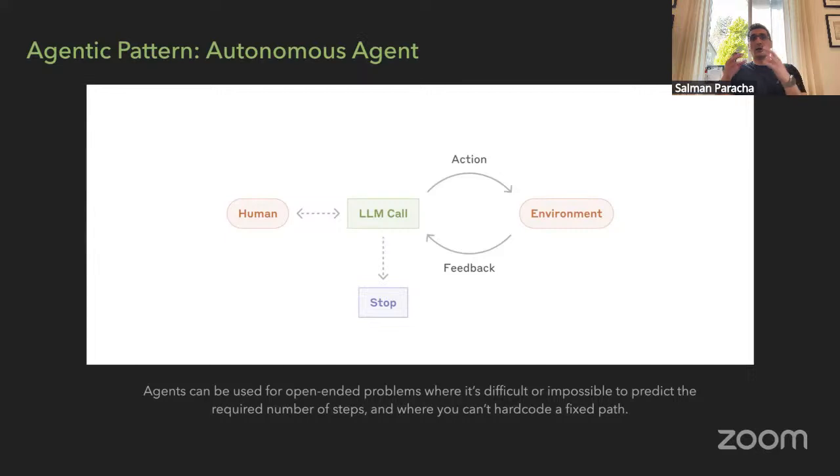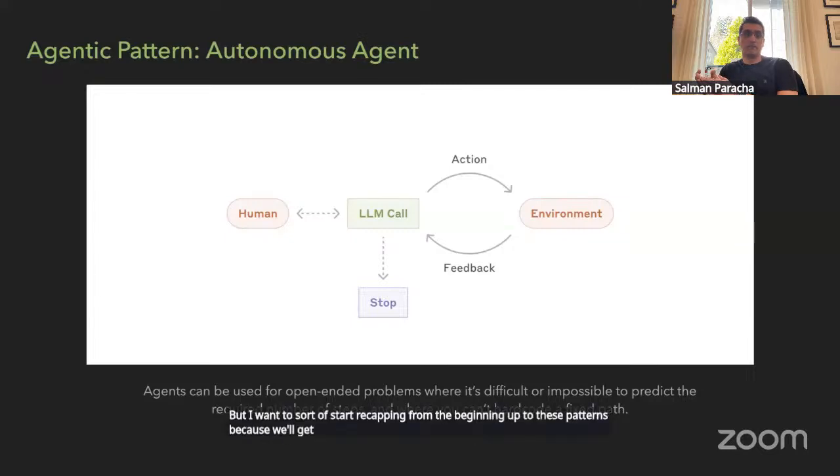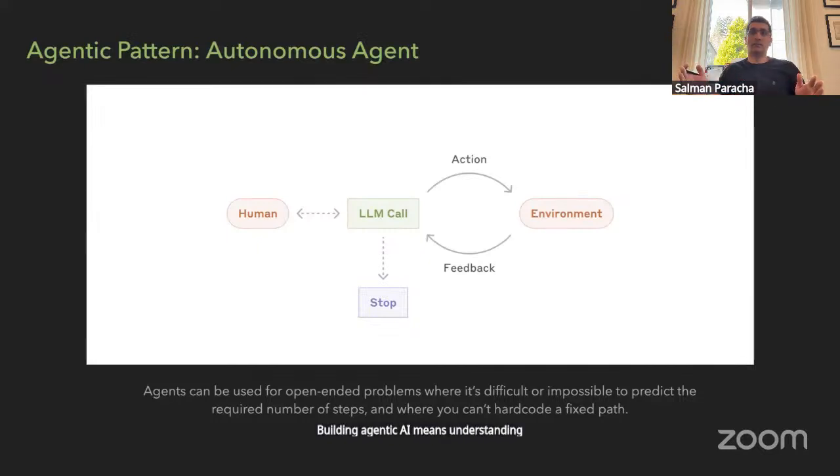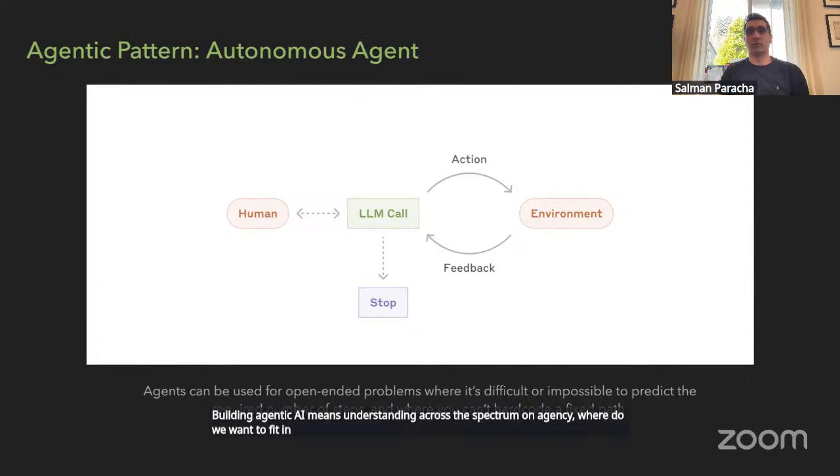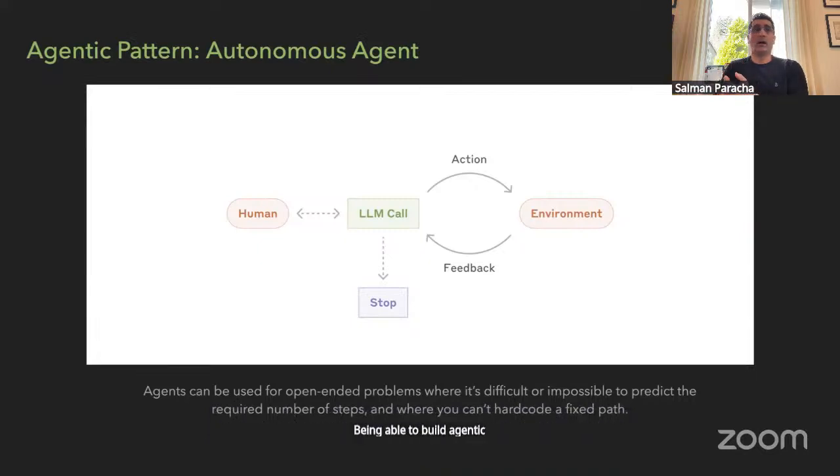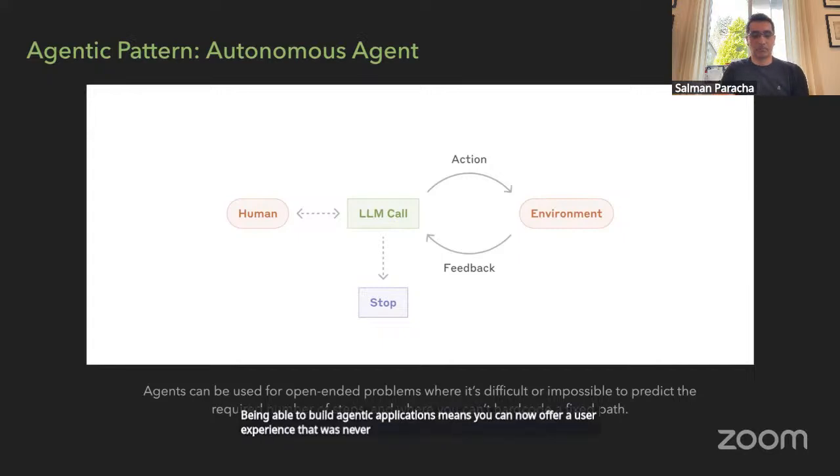So there are a few additional patterns. I don't think we will have all the time to cover those patterns, but I want to start recapping from the beginning up to these patterns because we'll get into the nuts and bolts in a second. Building agentic AI means understanding across the spectrum of agency, where do we want to fit in to solve a user problem? Being able to build agentic applications means you can now offer a user experience that was never applicable before. You couldn't do it without this technology.